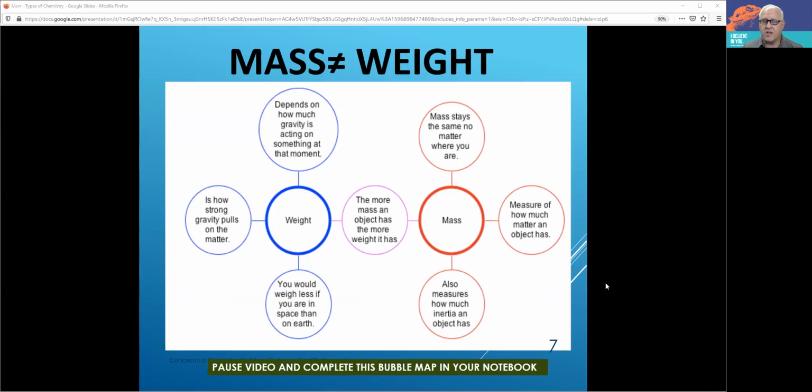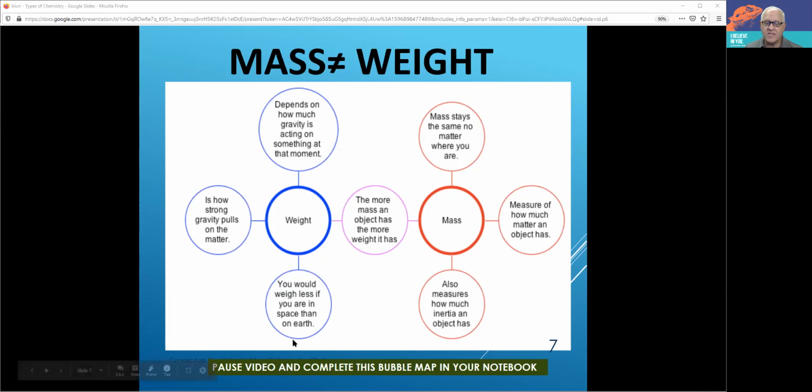We talked a little bit earlier about mass and volume, and now mass and weight. Let's take a look at this. When we're done with this discussion, I want you to pause the video and complete this bubble map in your notebook. So, let's take a look at weight. Weight depends on how much gravity is acting on something at that particular moment. It is how strong the gravity pulls on the matter.